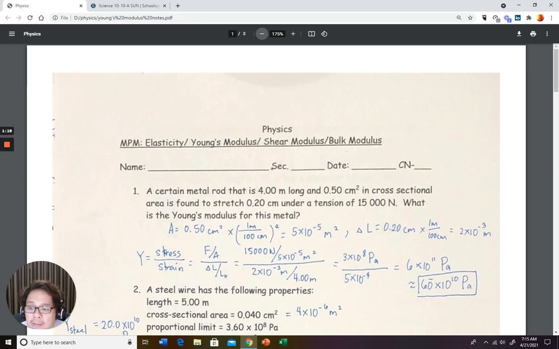Since the values given are 3SF, 2, 2, and 2, we make this 2SF: 60 times 10 raised to the 10 Pascal, or you can also have 6.0 times 10 raised to 11 Pascal, whichever you want to express your final answer, as long as it follows 2SF.